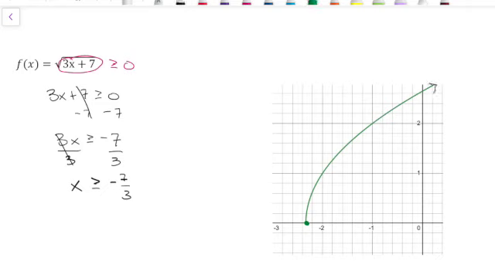So this thing's going bigger, right? So it's greater than or equal to. So we're going to write our domain as negative 7/3 is the smallest thing that x could equal. It can equal negative 7/3, and it goes up to infinity.